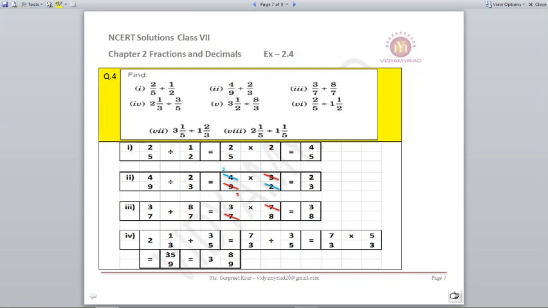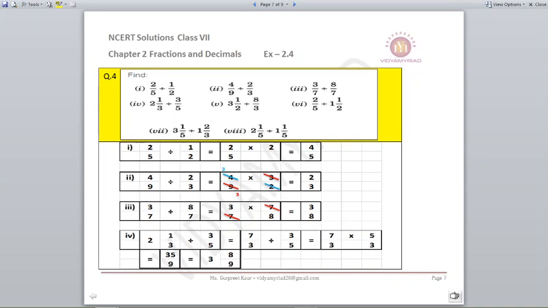Question number 4. 2 by 5 divided by 1 by 2. So division will become multiplication and next number is your reciprocal. So it will become 2 upon 5 multiplied by 2. 2 2s are 4 and 4 upon 5 is a new fraction.